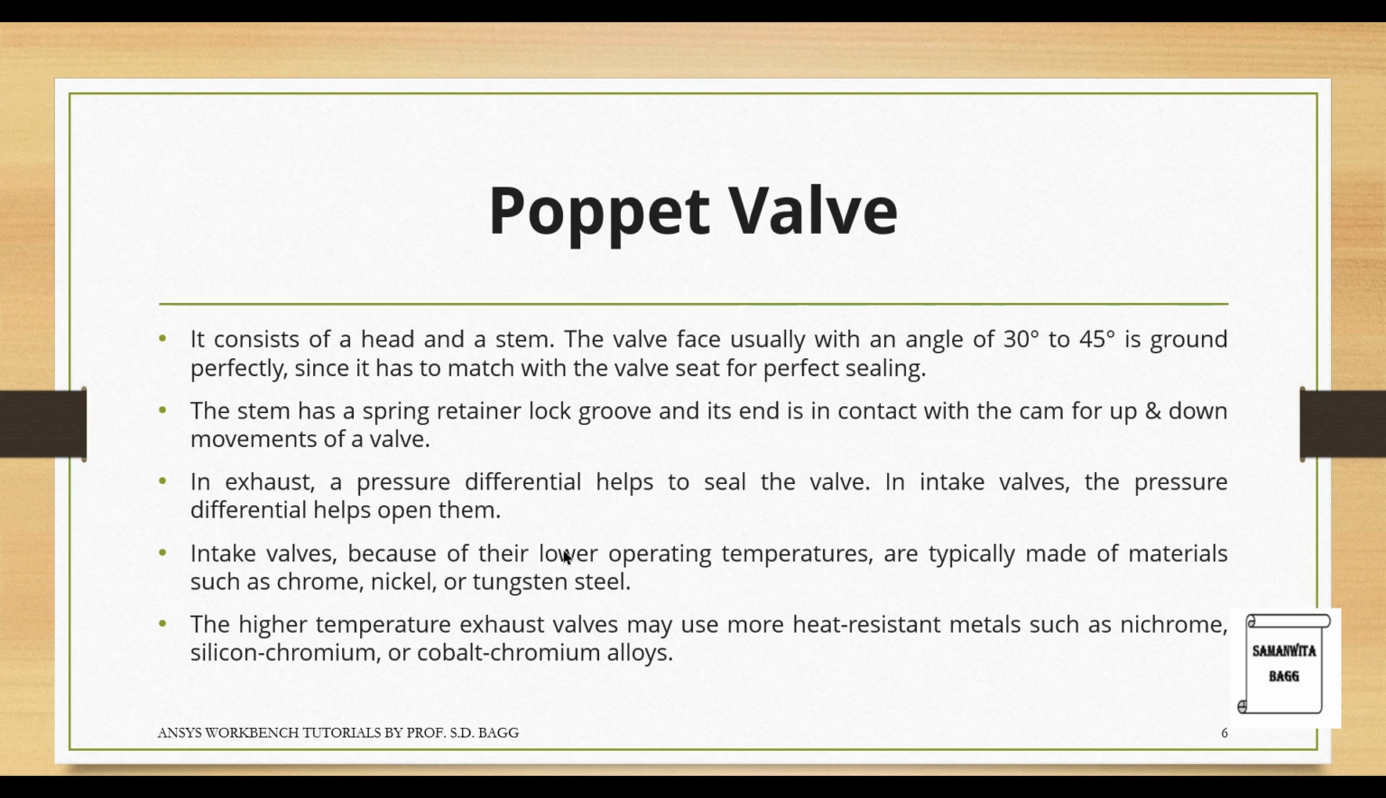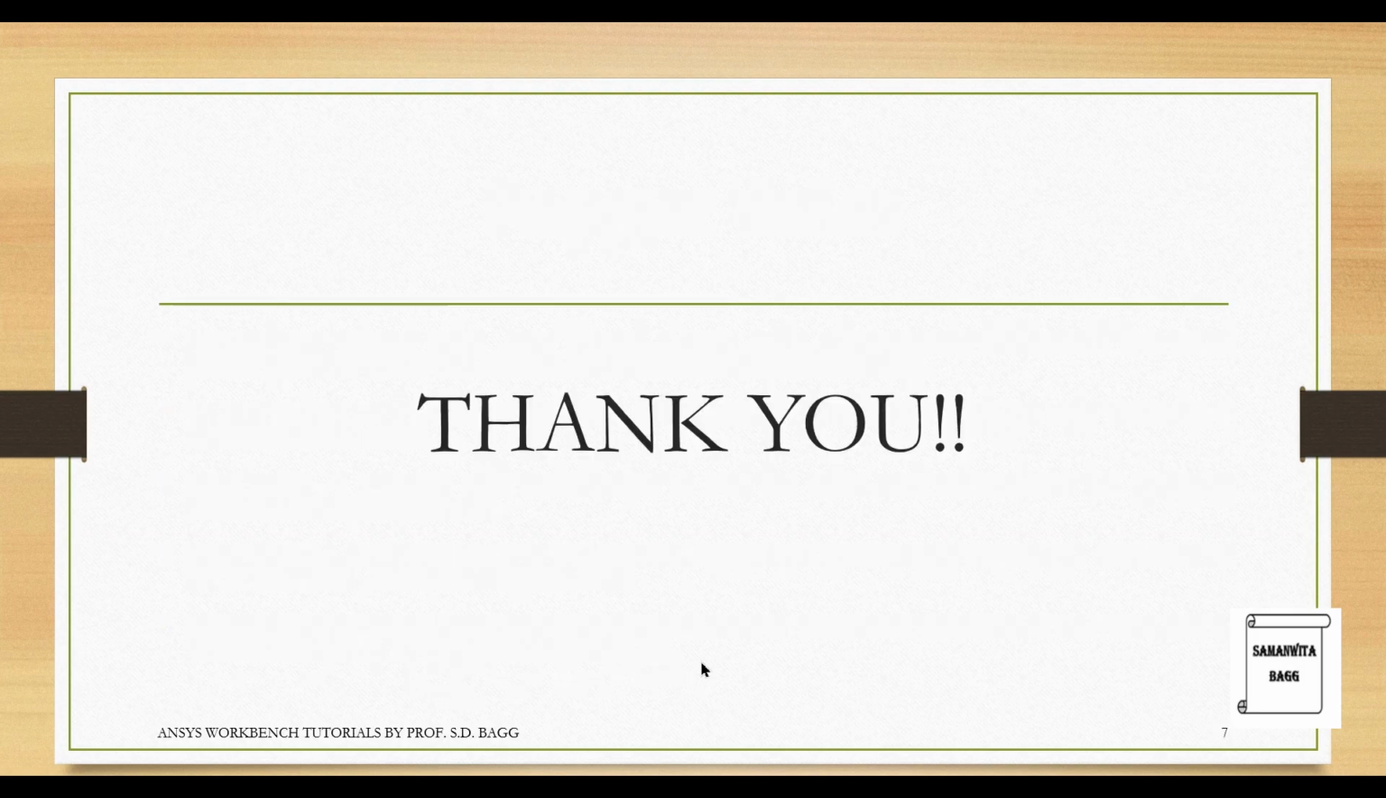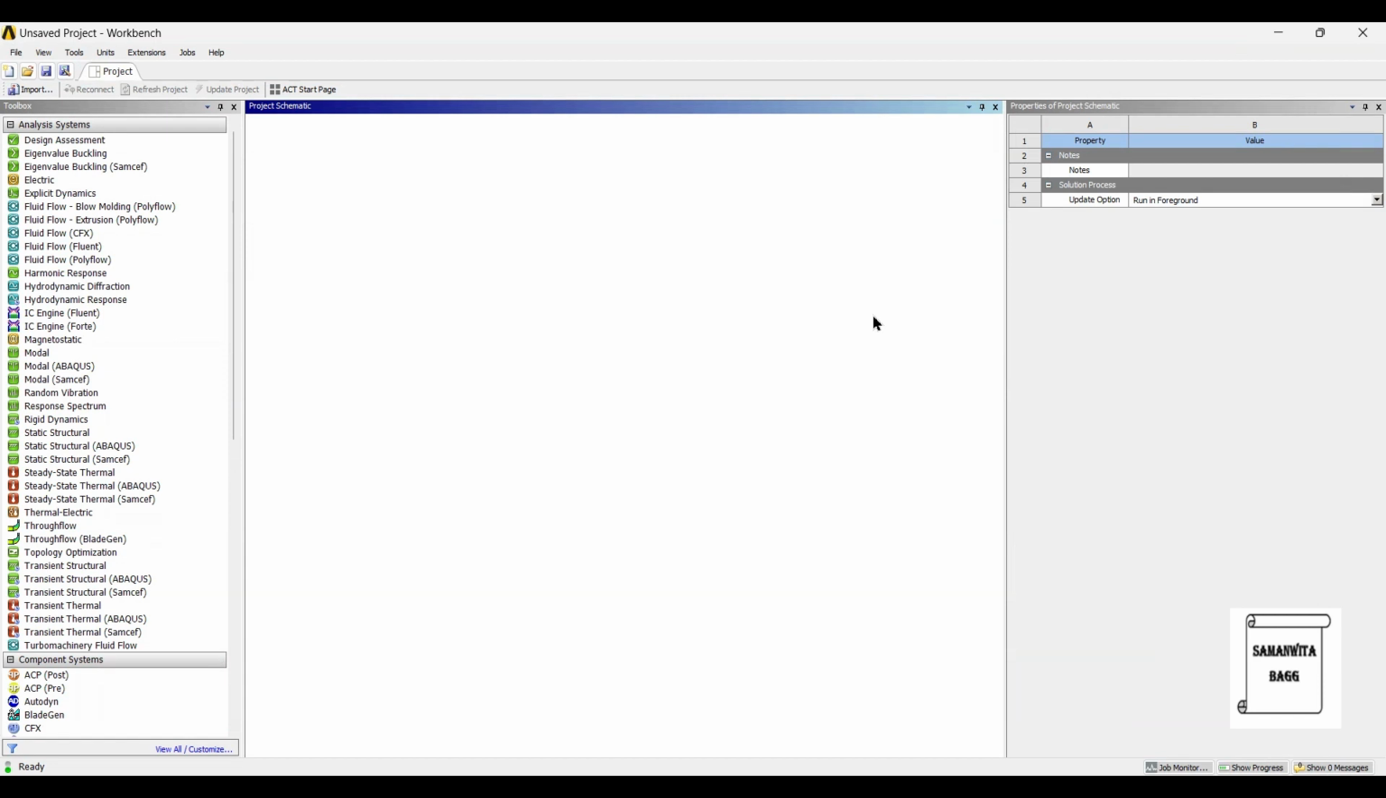Intake valves, because of their lower operating temperatures, are typically made of materials such as chrome, nickel or tungsten steel. The higher temperature exhaust valves may use more heat resistant materials such as nichrome, silicon chromium or cobalt chromium alloys. For our analysis, we are going to use the cobalt chromium alloy. So that's it with the explanation.